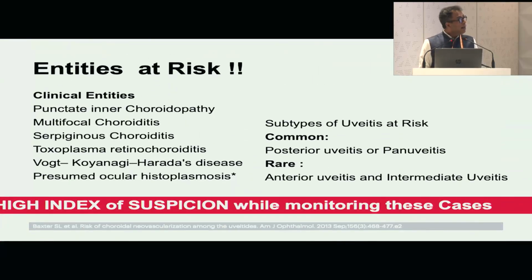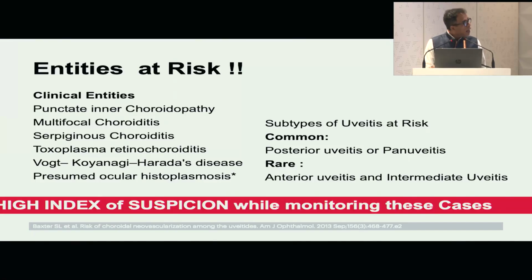Now, the entities at risk, you can see that these are the entities which are at risk. Coming to the subtype, it is most common with posterior uveitis and panuveitis, and very rare in anterior uveitis or intermediate uveitis. So we should have a high index of suspicion while monitoring these patients with uveitis.